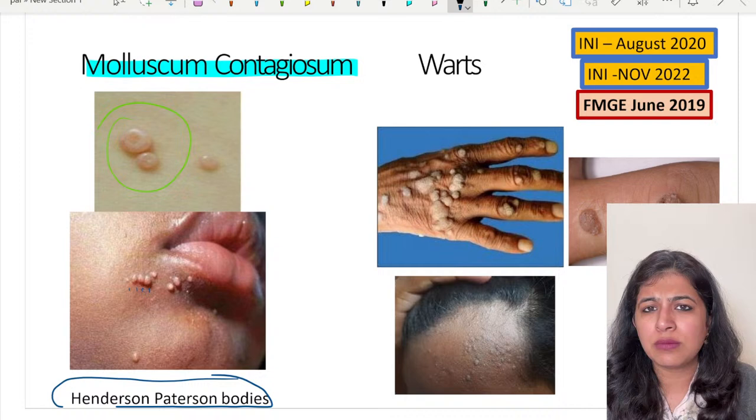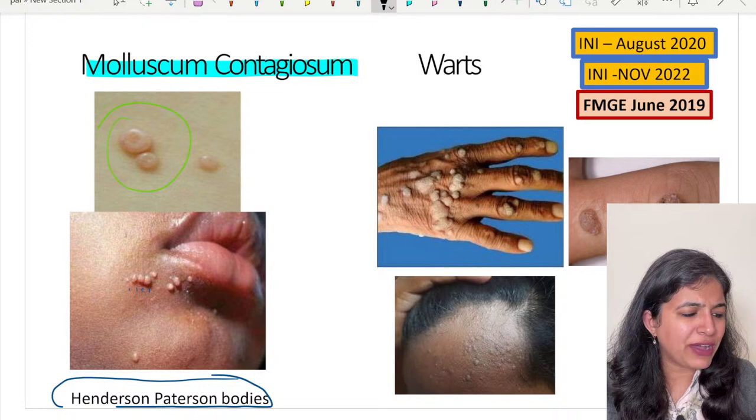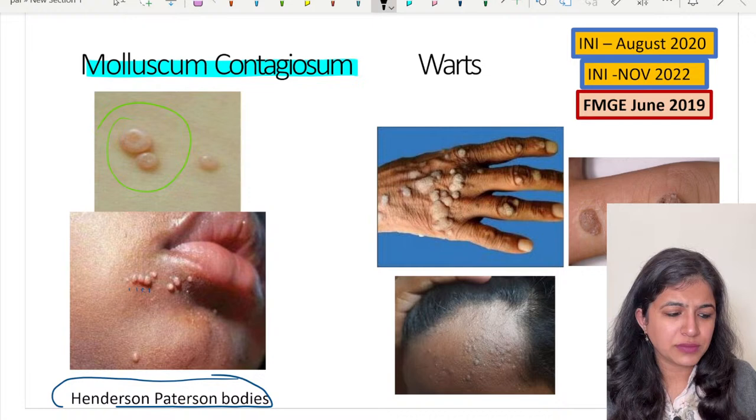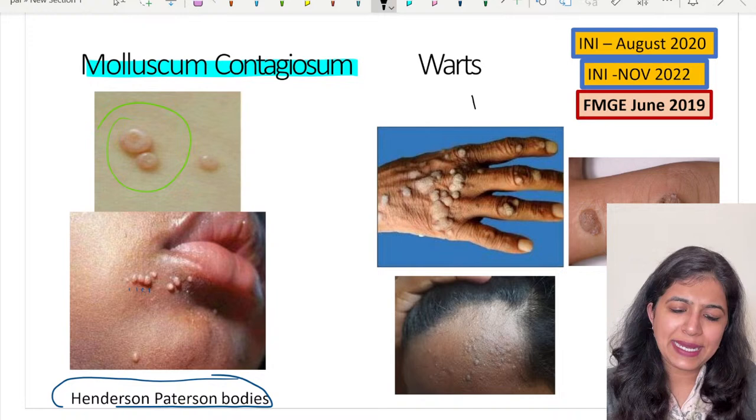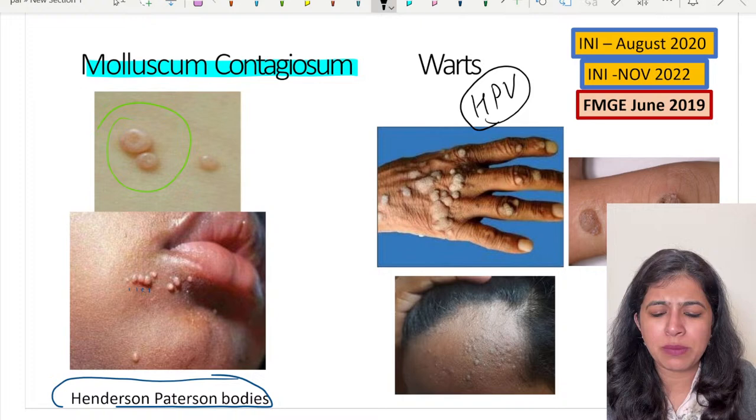Simple. Then we have warts. Can you tell me what causes warts? What is the virus that causes warts? It is human papilloma virus, HPV. There are multiple types of the virus. Different types of warts are caused by different viruses, but we don't have to remember them. We only have to remember genital warts, which I will tell you.